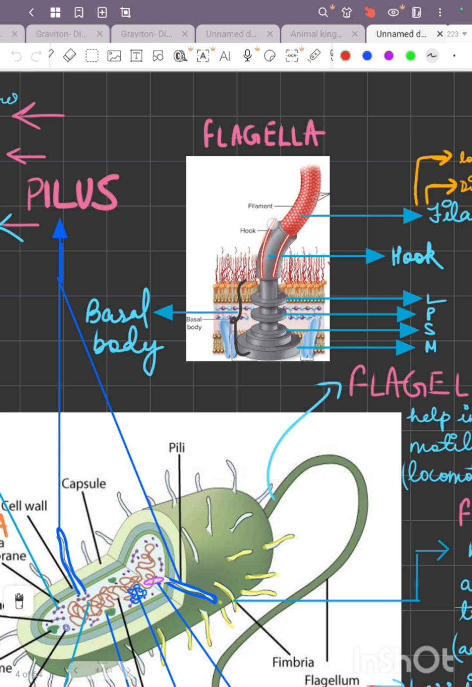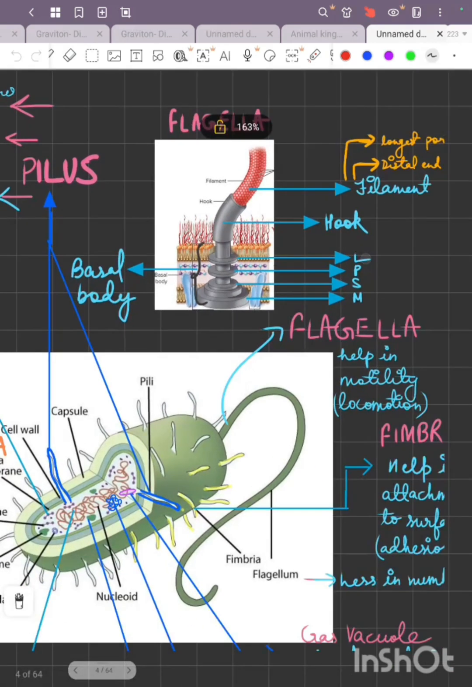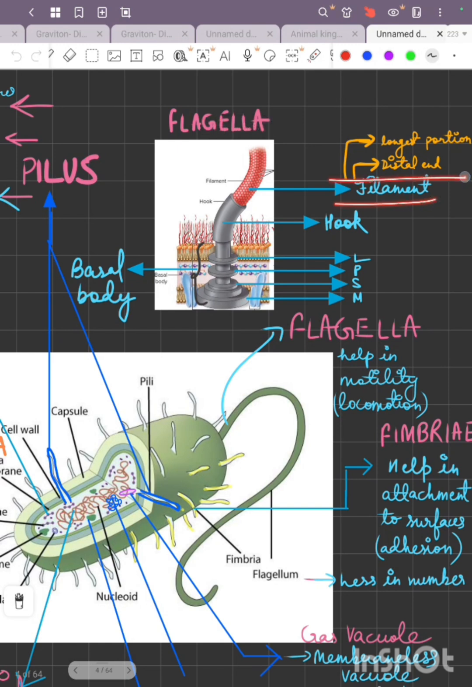And then this structure that you see right here, this is the hook. And the last structure that you see, this is actually the filament. Now, filament is towards the distal end, and this is the longest portion of the flagella. I hope that makes sense.